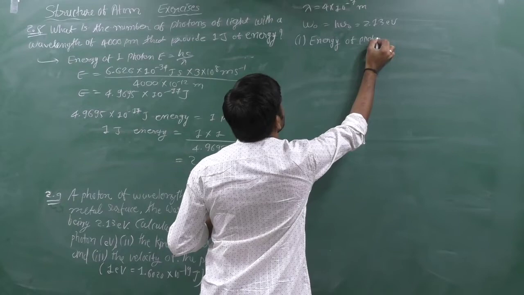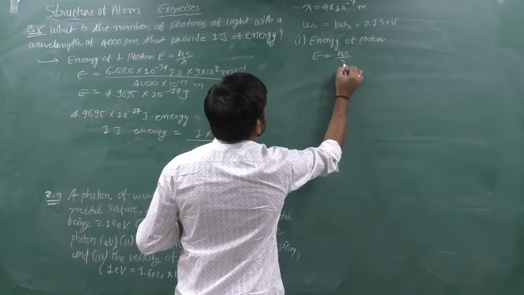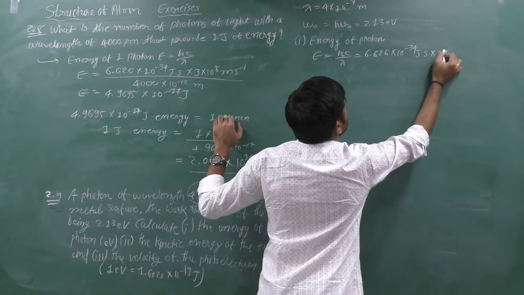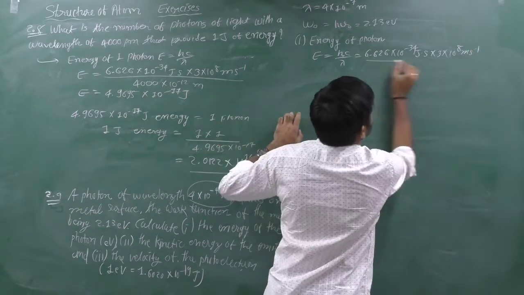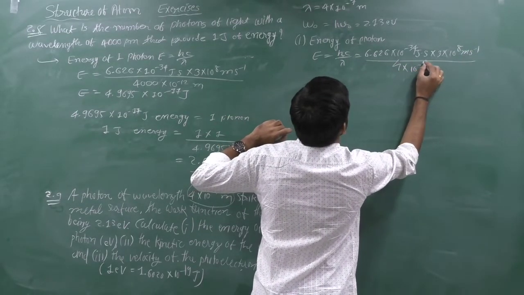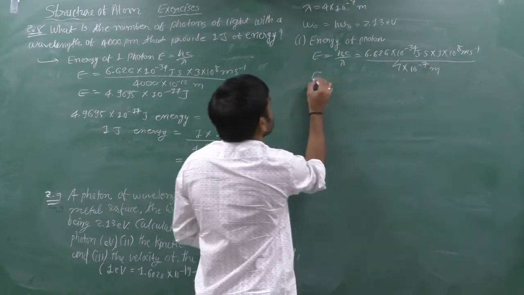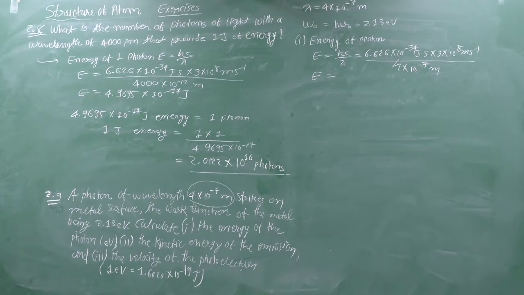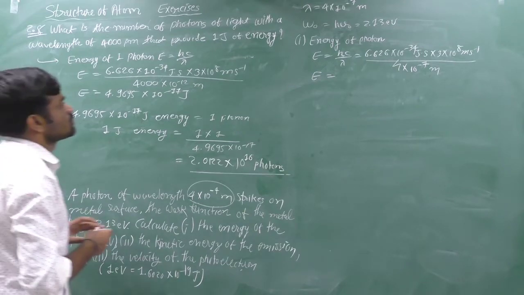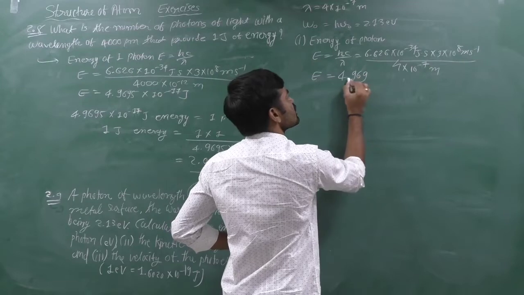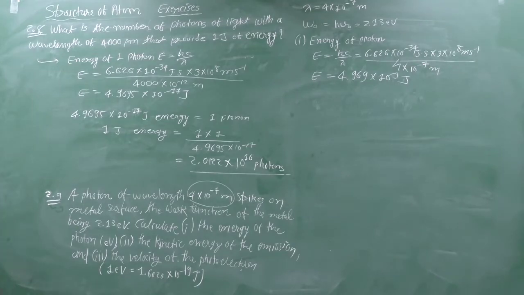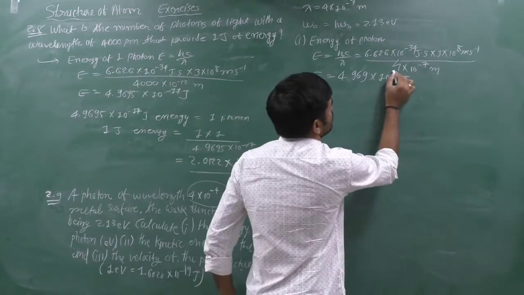Energy of photon we can calculate with E is equal to hc upon lambda, joule into second, meter per second. Lambda directly given is 4 into 10 raised to minus 7 meter. If you make the calculation of this energy, then it becomes 4.969 into 10 raised to minus 19 joule.